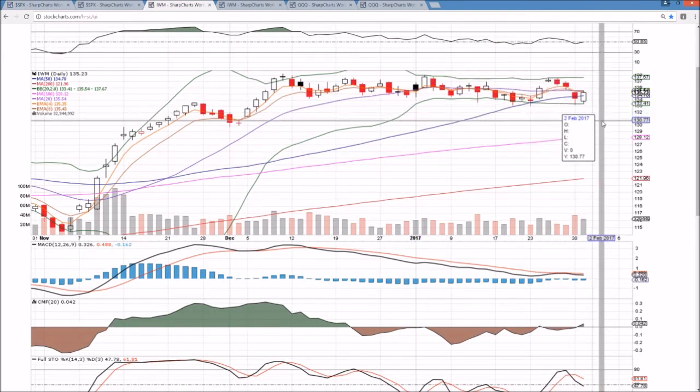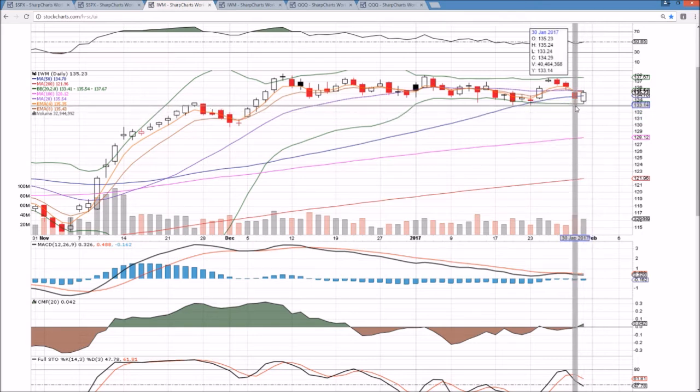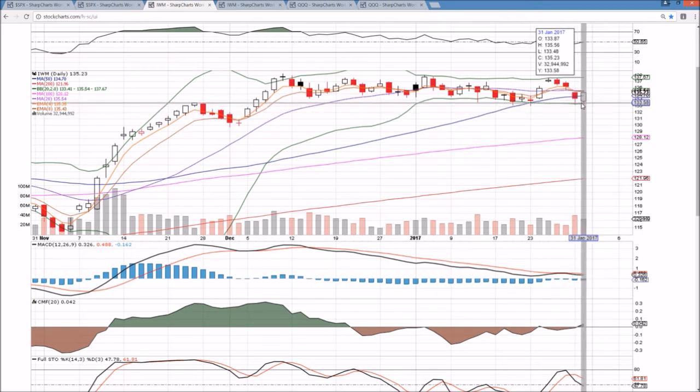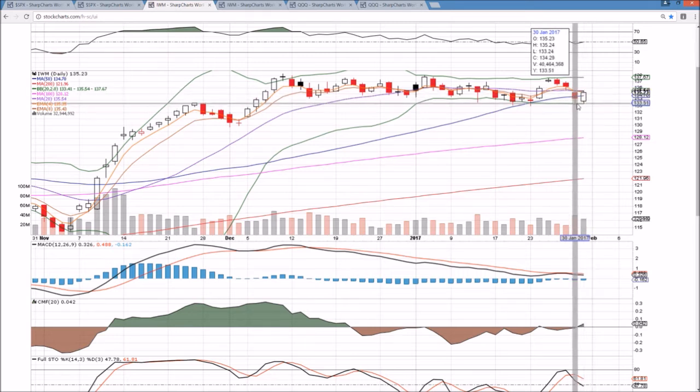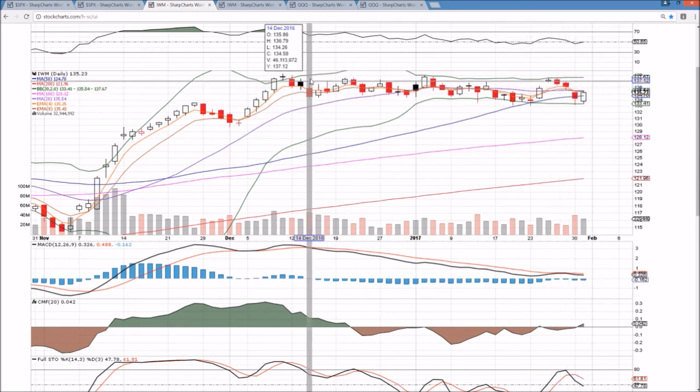IWM, a big-time bullish candlestick, definitely stood out as different than everybody else in the sense that we held the low of yesterday, and we closed a lot more significantly higher than where we opened. So it's a bullish reversal candlestick. We're looking to confirm it tomorrow, 135.56 resistance. Then we're looking up at the lower high pattern here.